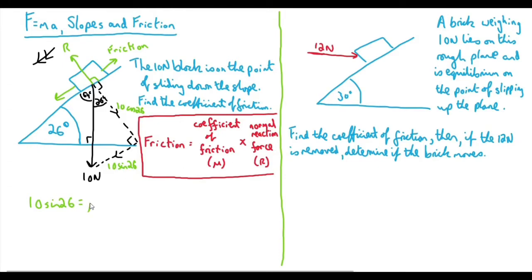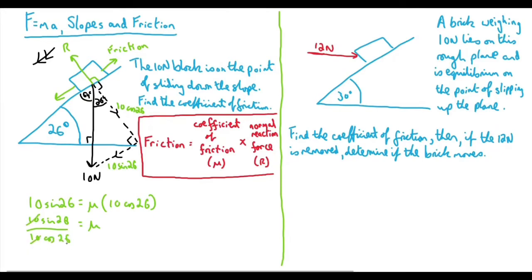So we'll say it's mu times that normal reaction of the 10 cos 26. There are now no other forces at play. This is our entire expression. To get mu on its own then, we'll just divide across by the 10 cos 26. The 10s are going to cancel.